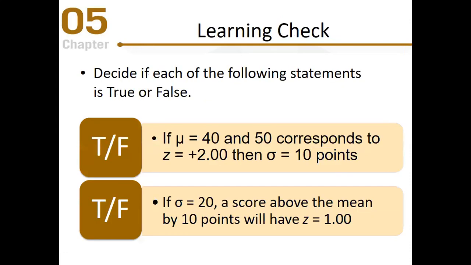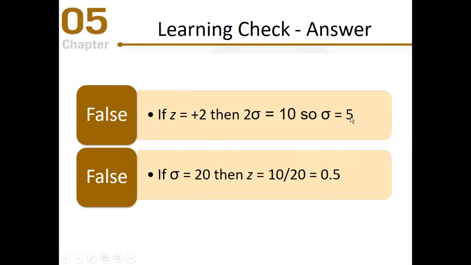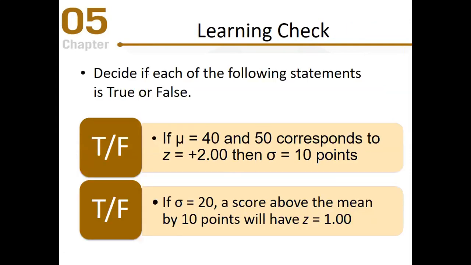Okay, true or false? If the population mean is 40 and 50 corresponds to a z-score of 0.20, then the standard deviation must equal 10 points. Okay, the standard deviation must be 5 points. If z equals 0.2, then 2 standard deviations is 10. So 1 standard deviation is equal to 5. This is 2 standard deviations above the mean. That means 1 standard deviation must be half of 10, 5 points.